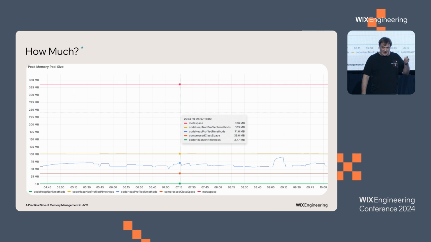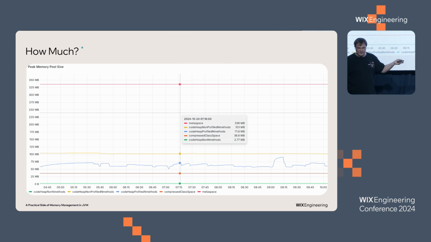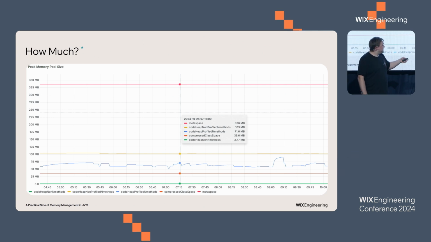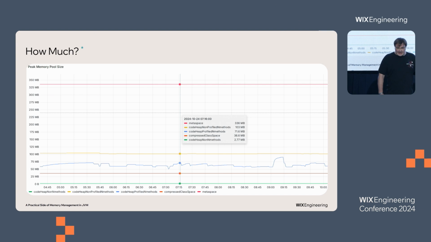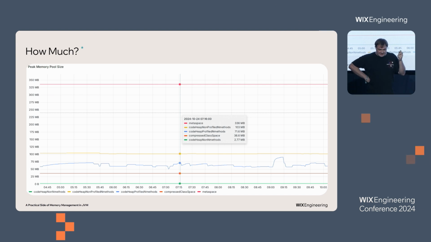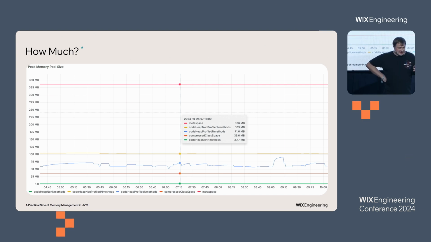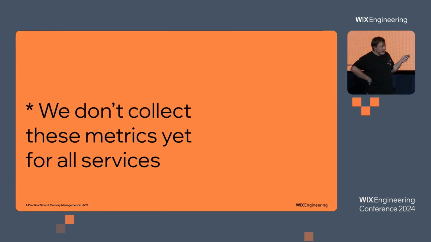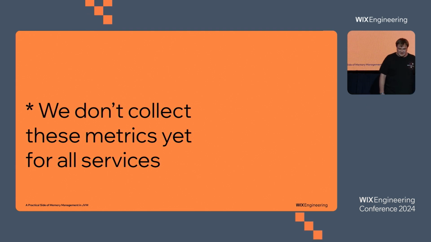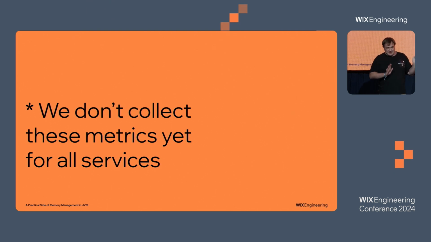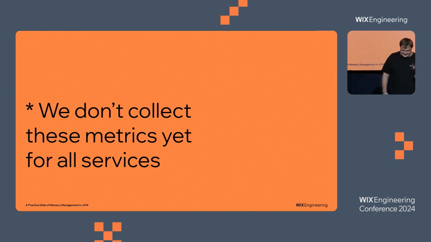How much memory actually do those off-heap pools take? So I plotted here the graph. This is the maximum for each space. Approximately 400 megabytes for metaspace and 200 megabytes for the JIT compiler. At Wix, we don't collect these metrics for all services, but pretty big services report this, so those numbers are the ballpark, more or less.